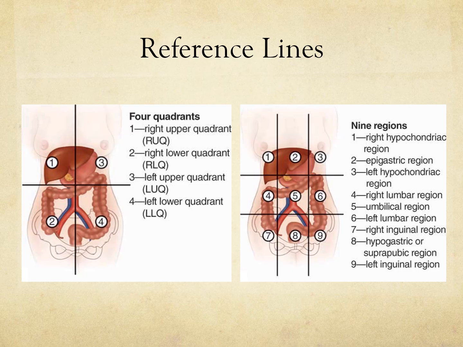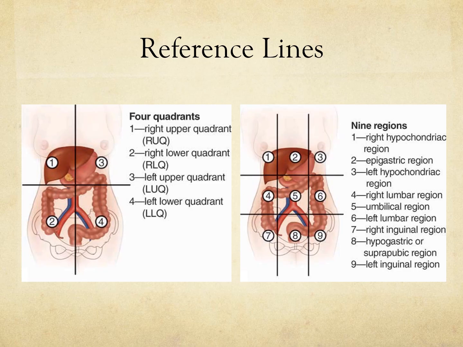The slide shows the reference lines we use to divide the abdomen into sections, and these sections help us communicate findings clearly and consistently with other healthcare providers. Instead of saying the patient has pain somewhere on the right side, we can be much more specific about exactly where the finding is located.